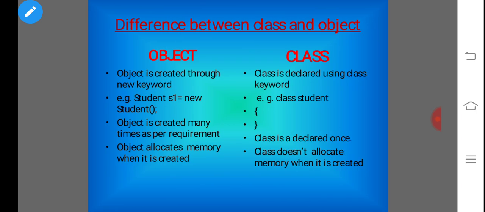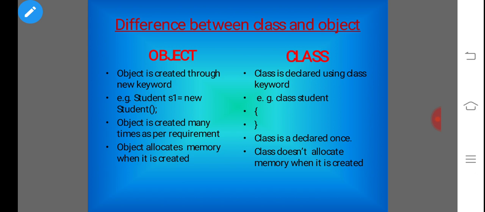The next point says that an object is created through the new keyword, whereas a class is declared using the class keyword. The next point says that objects are created many times as per requirement. Many students can enroll in class 9th if there is a seat. In the same way, an object is created many times according to the requirement, whereas a class is declared once.